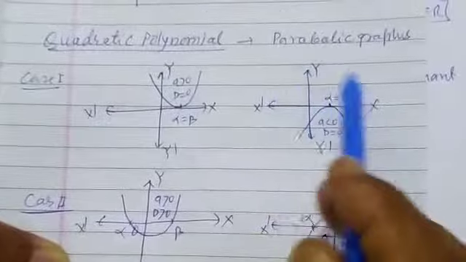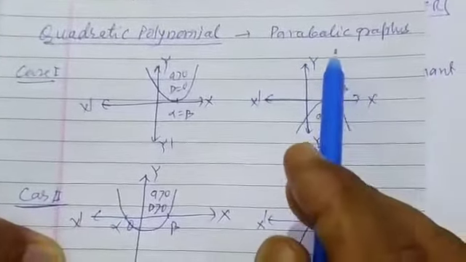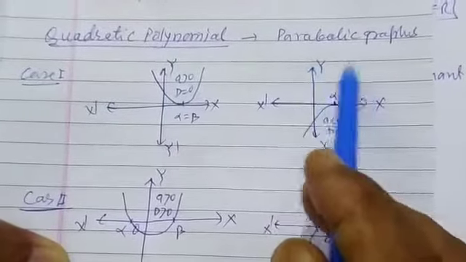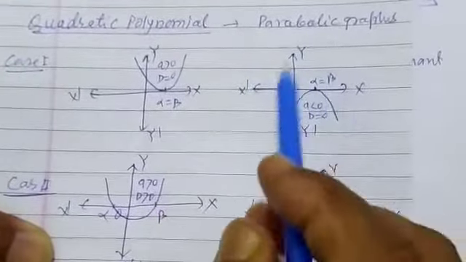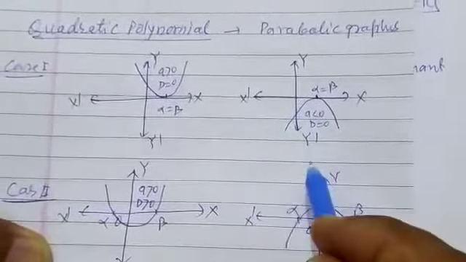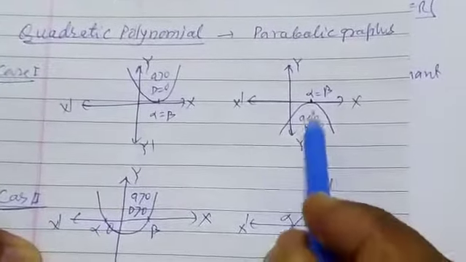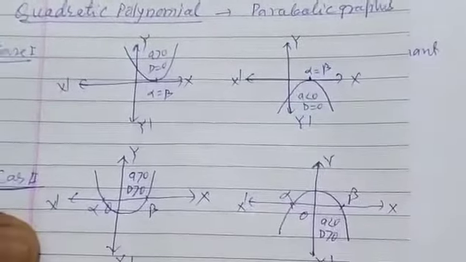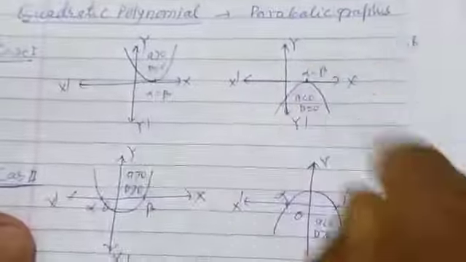Regarding the parabolic path, you will study it in detail in class 11th. A parabola is a path on which, whenever a particle moves, its distance from the focus and from a fixed line is always the same. You will study it in 11th class.